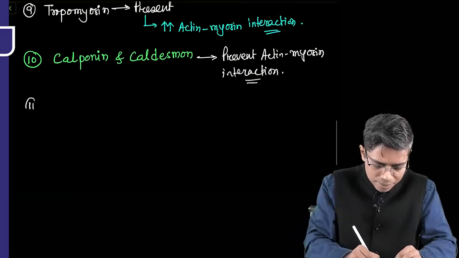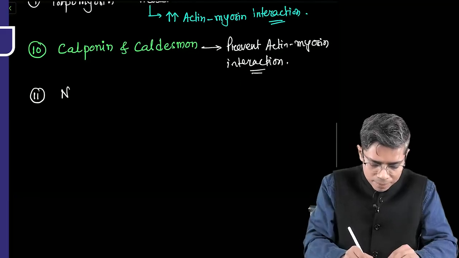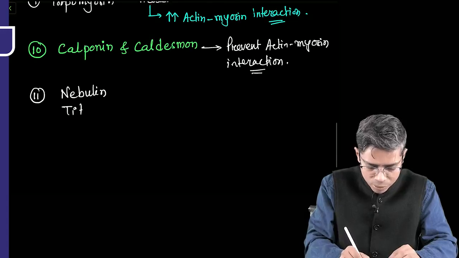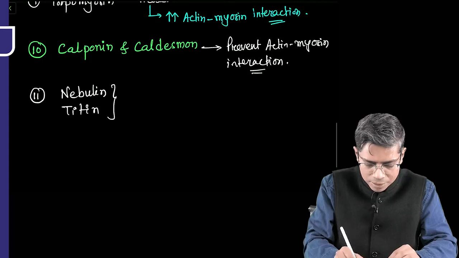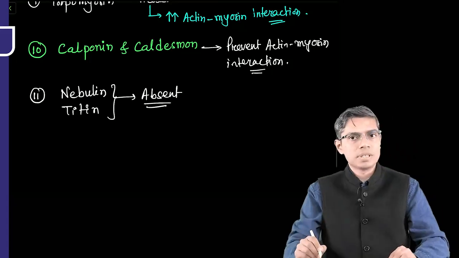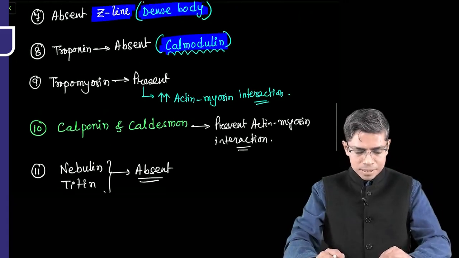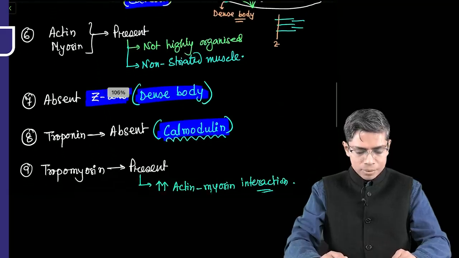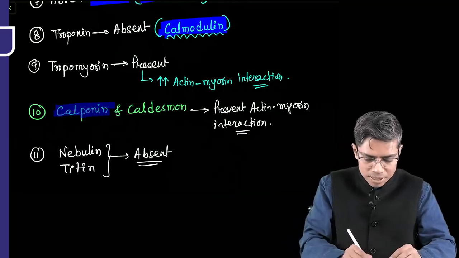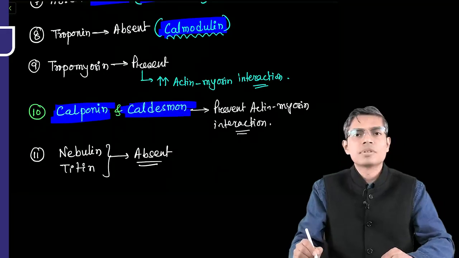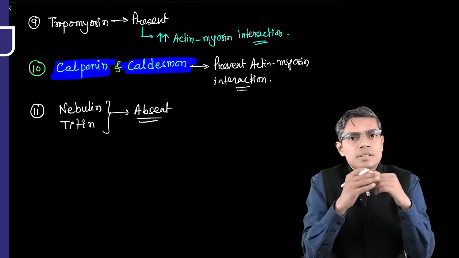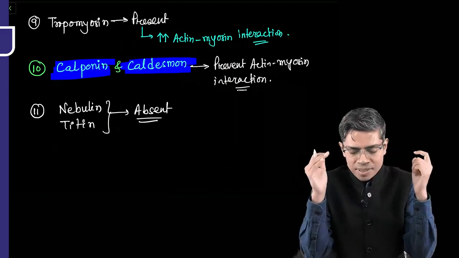And number 11 is nebulin and titin. What about these two proteins? Titin and nebulin, they are also absent in smooth muscle, right? So many features we have seen. We have seen the caveoli, the dense body, calmodulin, and calponin, caldesmon. They are very new names, particular to smooth muscle, and we have seen that certain structures are absent in smooth muscle in comparison to skeletal muscle.